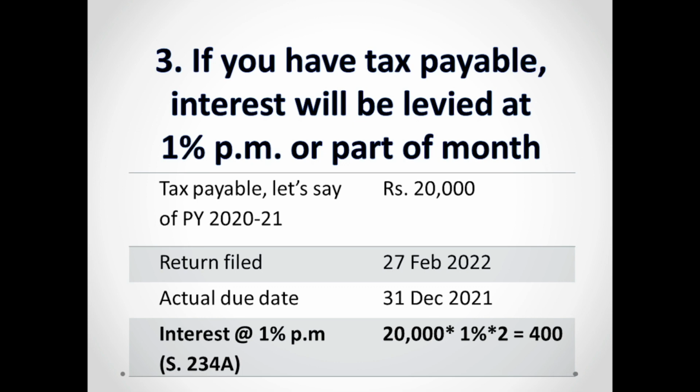Even though you filed in the middle of the month, that is on 27th Feb 2022, it will still be considered a 1 month default. Thereby interest will be levied at 20,000 into 1% per month or part of a month. So January full and February full, 2 months will be considered and 400 will be levied. As and when the delay extends, that many months will keep adding. If you file in March, it will be 3. If you file in April, it will be 4 months. Accordingly, 20,000 into 1% into 3 or 4 or 5 or 6, as the case may be, will be levied. So that is one of the things.